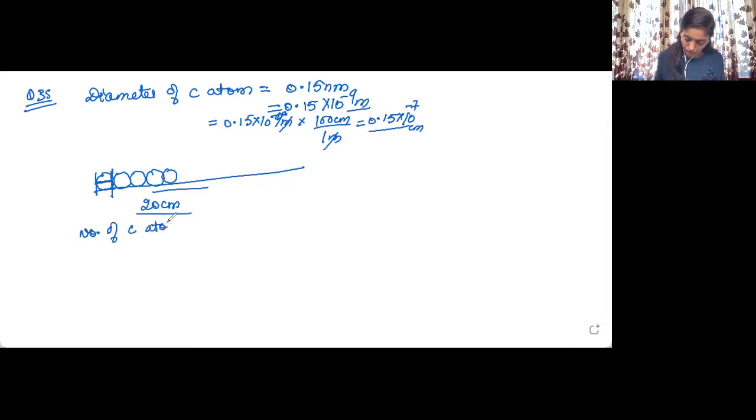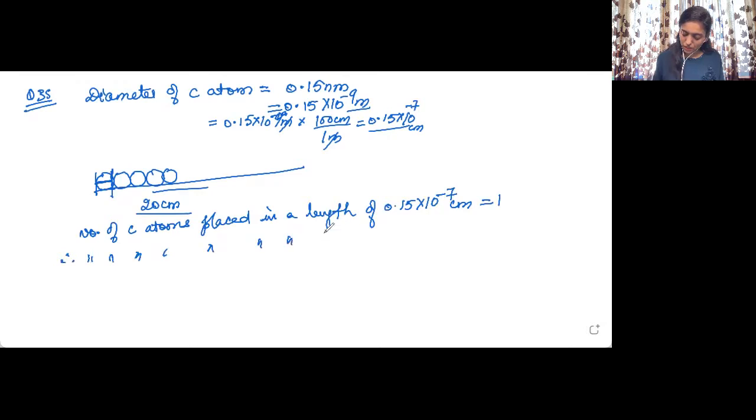So number of carbon atoms placed in a length of 0.15 × 10^-7 centimeter is equal to 1. Therefore, number of carbon atoms placed in a length of 20 centimeter will be equal to 1 upon 0.15 × 10^-7 centimeter multiplied by 20 centimeter.